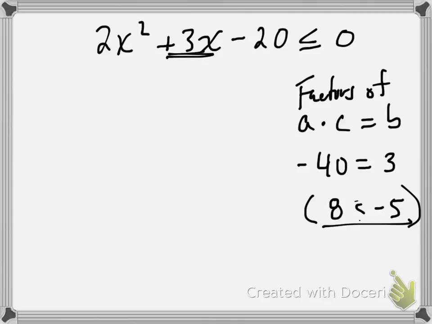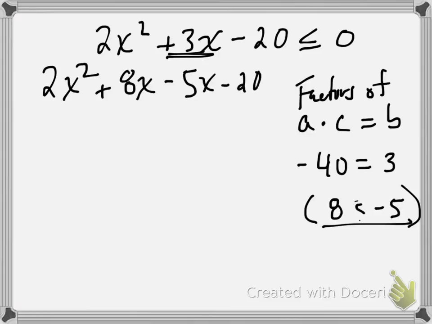So we're going to have 2x squared, and then we're going to write a positive 8x. I write 8x next instead of negative 5x because 8x goes better with the 2x. There's a common factor. And then I'm going to write minus 5x minus 20 equals 0. Alright, remember we're solving for the equation here, not the inequality, so we want to find the solutions.